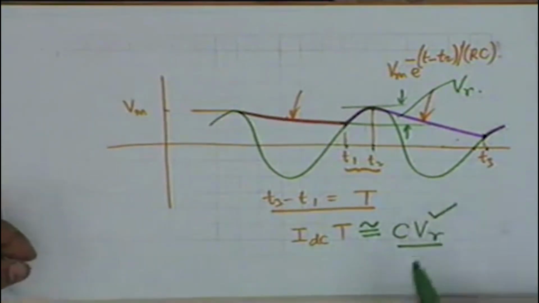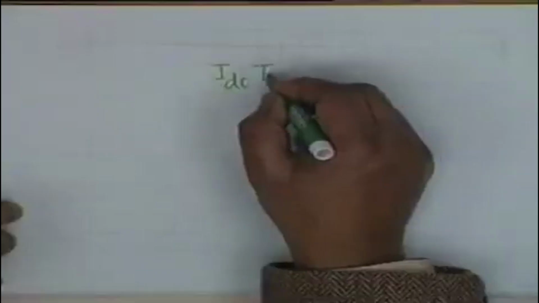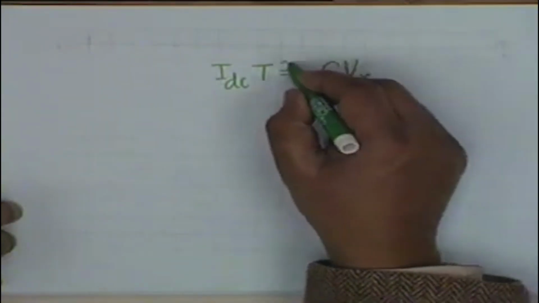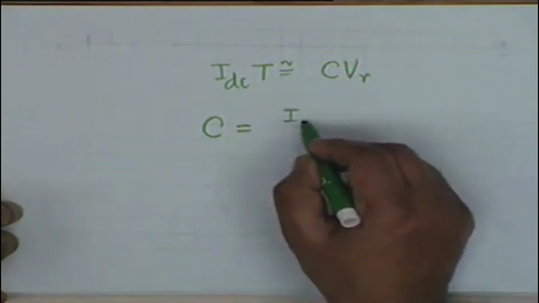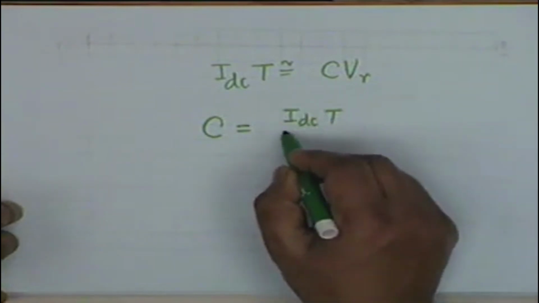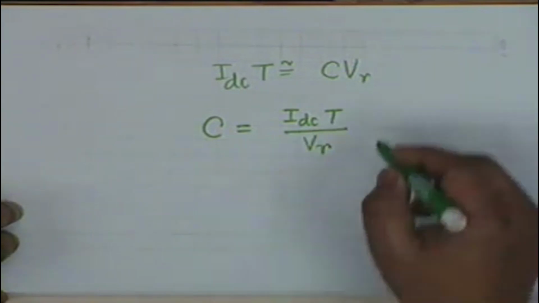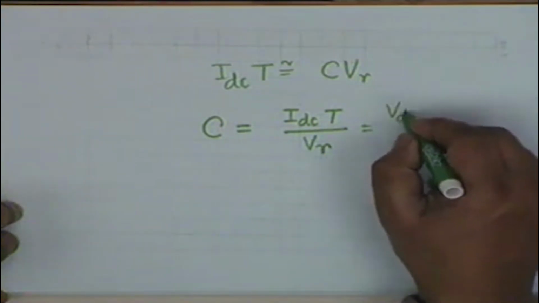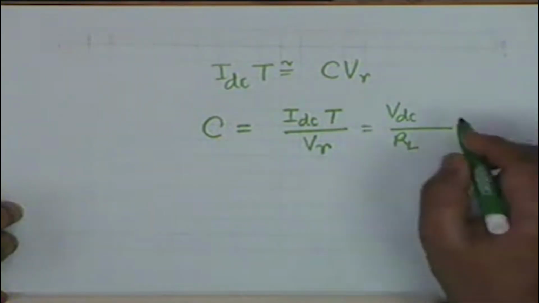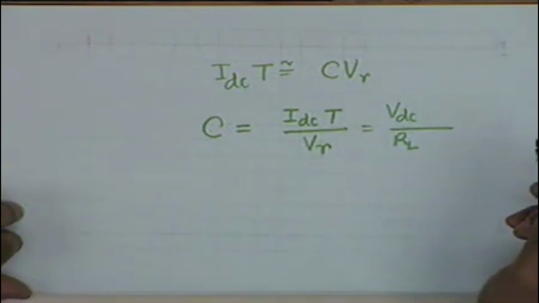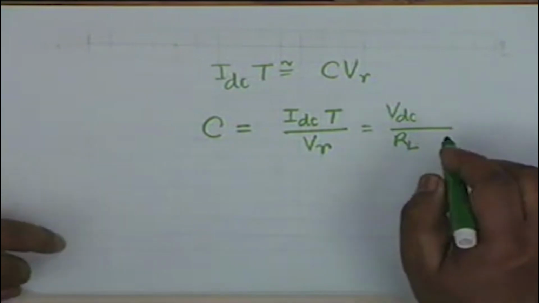And to get a certain ripple voltage VR, the relationship is that IDC T shall be equal to C VR approximately, and therefore the required value of C is given by IDC times capital T divided by VR. All right. Now what is IDC? It is VDC divided by RL. And what is capital T in terms of frequency? Capital T is 1 by F.